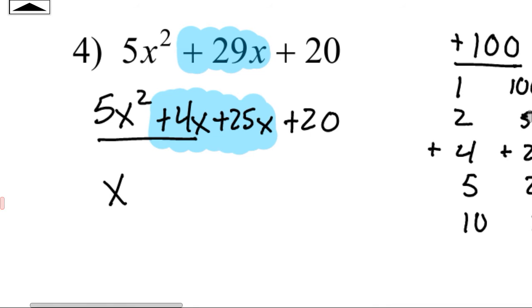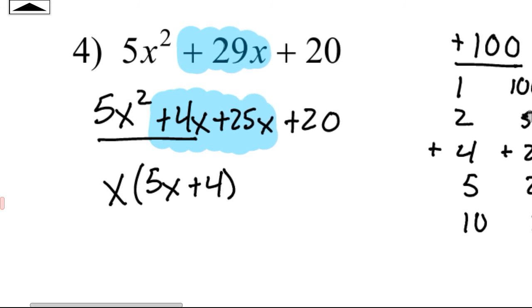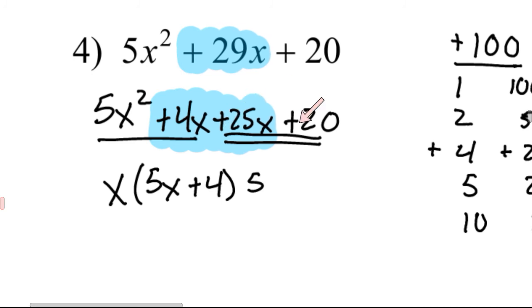There's my GCF. X times what makes 5x squared? I know it's going to be 5x. X times what makes 4x? Positive 4. How about over here? Look at the coefficient, 25 and the constant 20. What do they both have in common? A 5. Now the question is, should I take out a positive 5 or a negative 5? Well, do I need to flip my signs? If this is a positive and a positive, this is positive, positive. There's no reason to flip these around. So by default, we take out a positive.